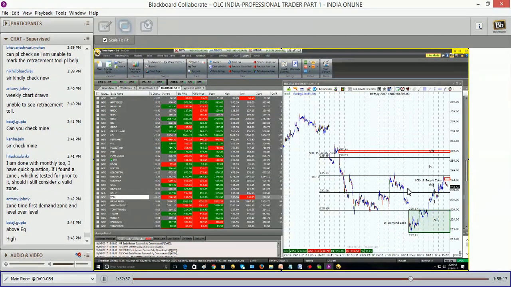So use the retracement. Let me take control. Give me a minute. I'm taking control of your system, Balaji. One sec. Let me go to tools. Just leave your system for a second, Balaji. Balaji, you need to leave your system, my friend. Yeah, thank you.